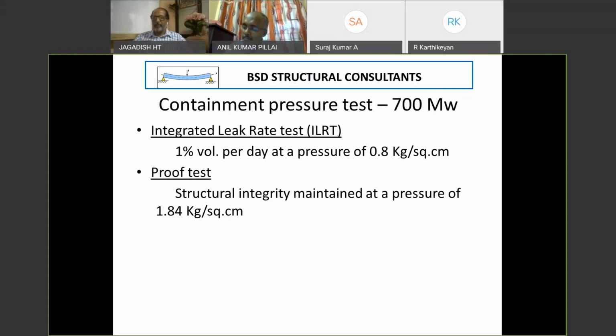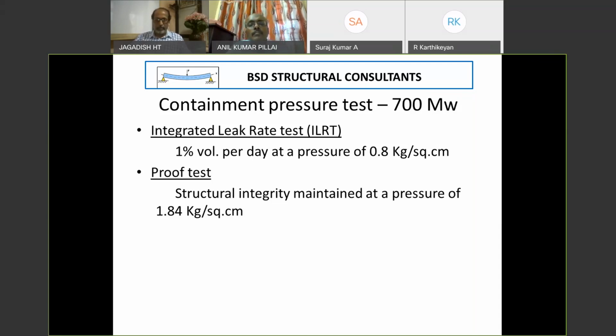Now, because this particular air is contaminated, we should not allow this air to leak out. So we conduct something called an integrated test. After the reactor building is ready, before commissioning, we conduct a test. For a 700 megawatt reactor, the test pressure is 8.8 kg per square centimeter, and the allowable leakage rate is 1% volume per day.